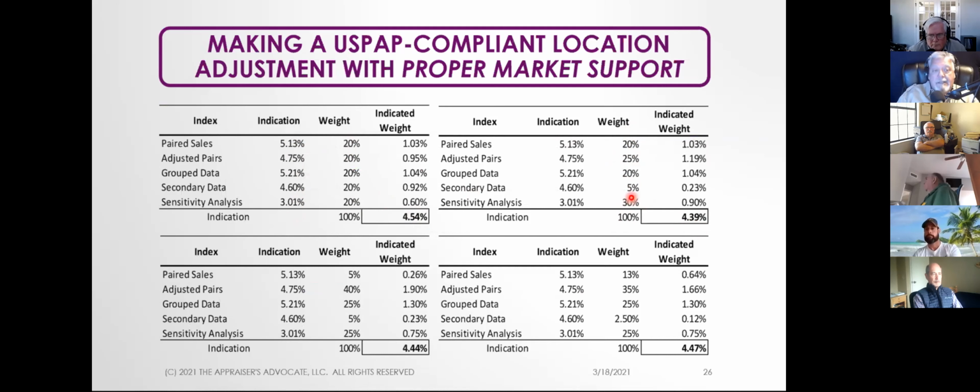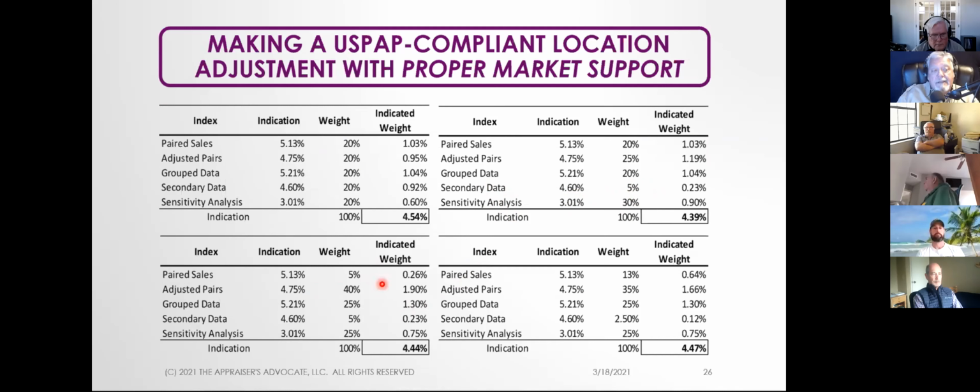Now, in this one, we gave the secondary data very little weight, simply because it's secondary data and it comes from people all over the country. This is a property in Eagan, Minnesota, so the secondary data may not be the best indication. So we gave it relatively little weight.